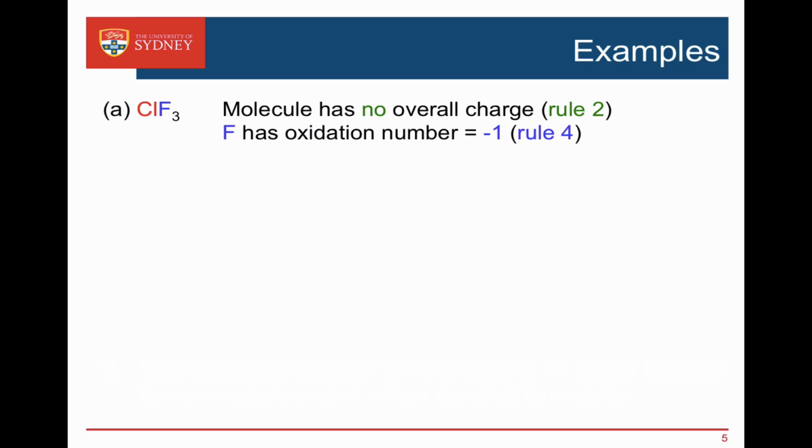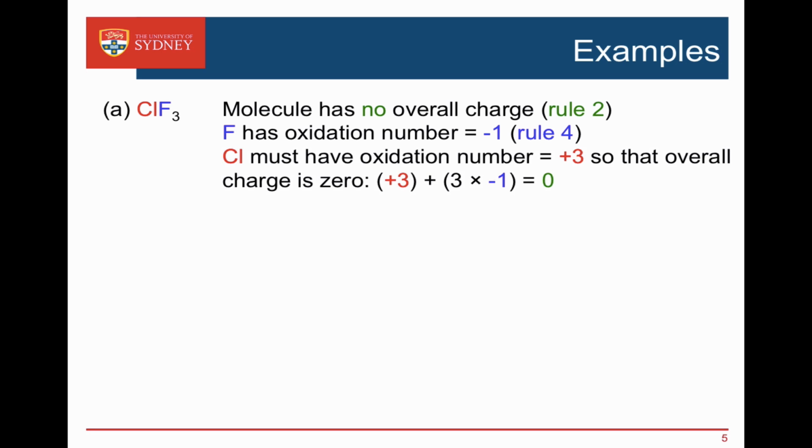Let's do some examples. Our first one, ClF3 molecule. It's a molecule with no overall charge, so the sum of the oxidation numbers has to equal 0. We've got 3 fluorines, each fluorine is -1, so the oxidation number of the chlorine must be there to balance out the charges of the fluorines. 3 -1s, the chlorine must have a charge of +3. +3 from the chlorine, 3 lots of -1 from the fluorines gives us a total of 0. The overall charge of the molecule is 0.